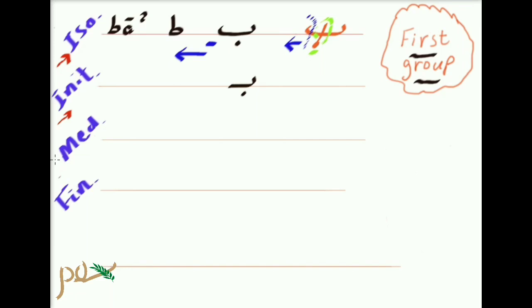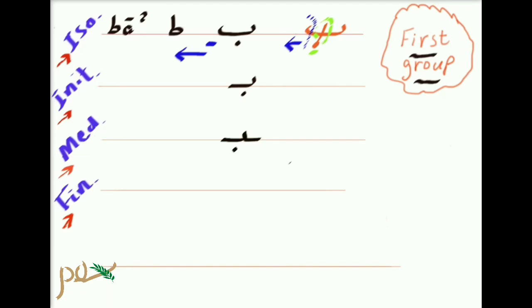The medial form is very easy. It is exactly like the initial form. The only difference between them lies in this little dash, which makes the letter connectable to the one before, which is here from the right. In this way, the letter can be connected from right and from left. So we have seen the isolated form, the initial form, the medial form, and finally we will see the final form.